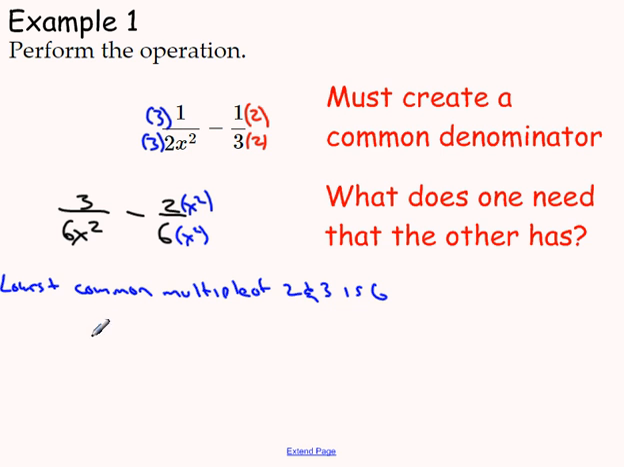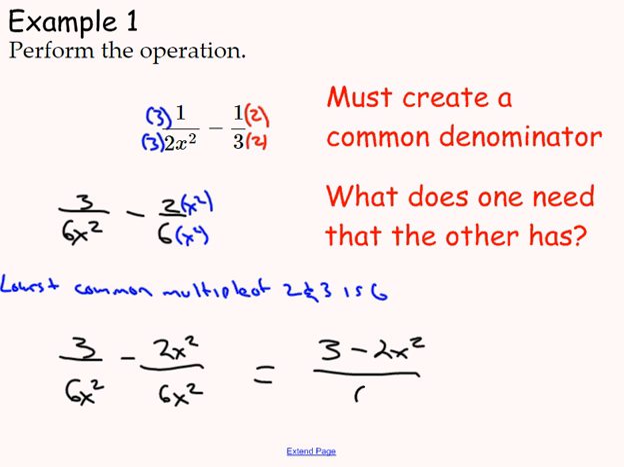So now I'll have 3 over 6x squared, so I don't need to multiply this one because it already had the x squared. And then minus, and I'm going to get 2x squared here over 6x squared. Now I have a common denominator. So now I can't combine 3 and 2x squared because they're not like terms, so I have to keep them separate. So I get 3 minus 2x squared over 6x squared. So the denominator stays the same. And this is my answer.